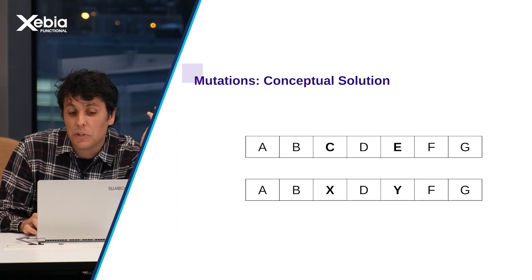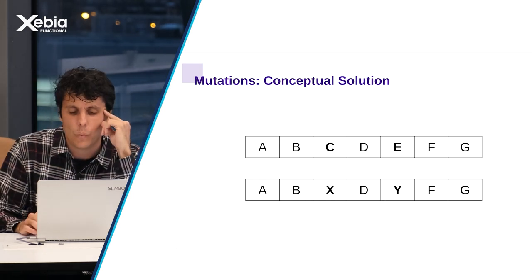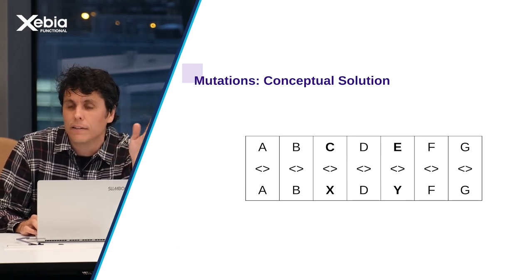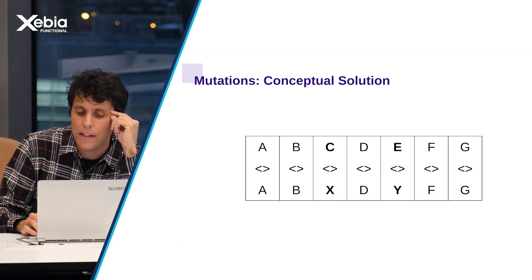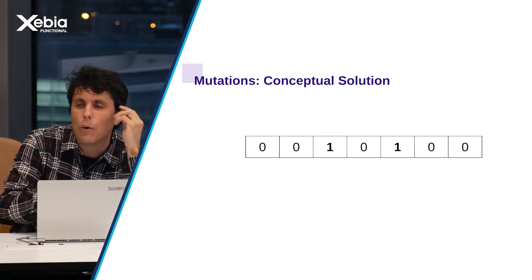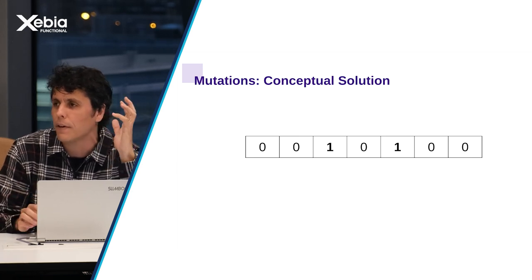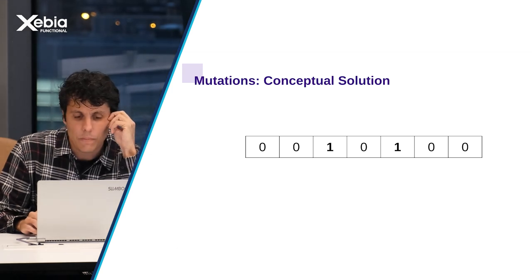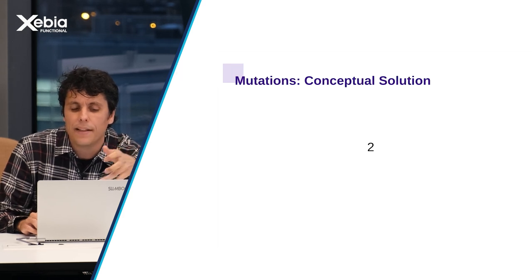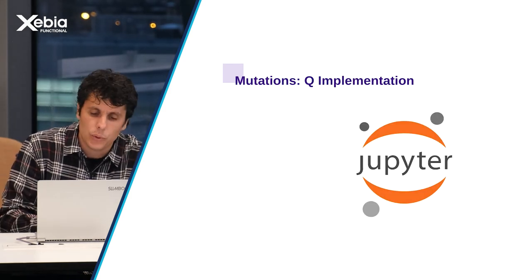The conceptual solution is also kind of trivial. We put one string, and we put the other right below. And we simply apply a distinct function to identify if they are the same or different. In this case, the C and the X are different, the E and the Y also are different. So in the third and the fifth position, we get a 1, we get a true, something that identifies that in this position we have something different. Now we can simply filter these true values, and we can count them. So we get that the Hamming distance in this case is 2. Okay. So let's go back to the Jupyter notebook.